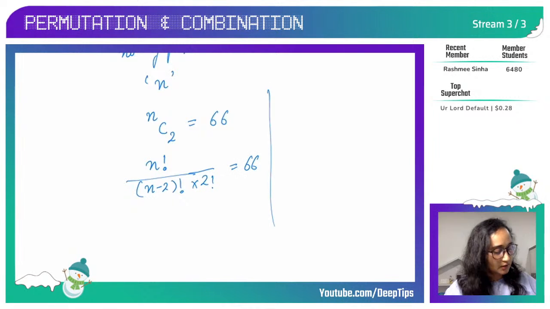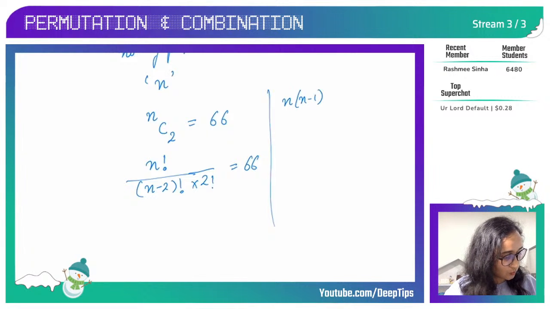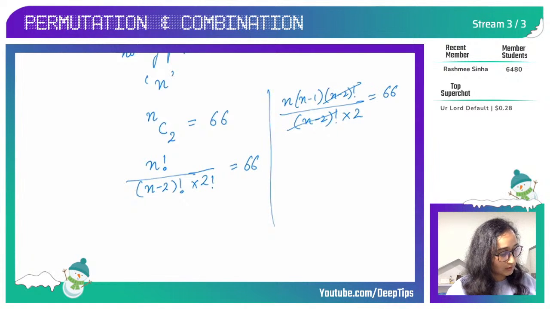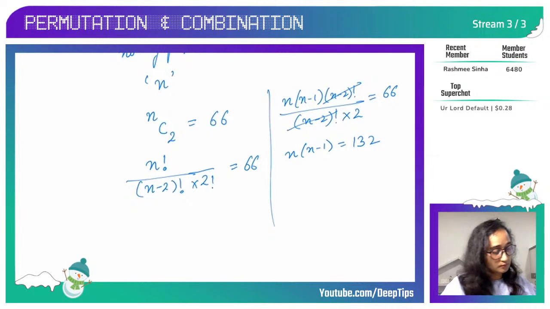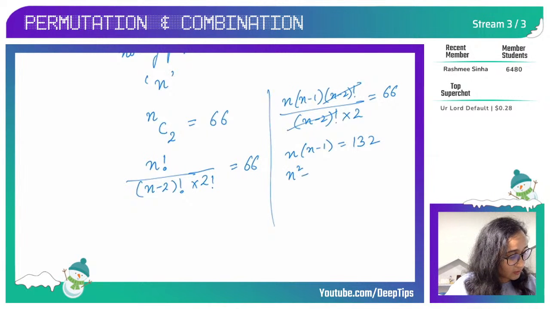Correct? Now if I expand this n factorial, it is n into (n minus 1) into (n minus 2) factorial upon (n minus 2) factorial, and I know 2 factorial is just 2, so cancel this. Now n into (n minus 1) is 66 into 2, which gives me 132. Now this is n square minus n equals 132.